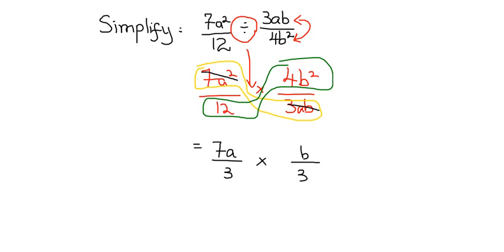All that's left to do is find the products, and once we find the products of numerators and denominators, we're going to get our simplified expression. So 7a times b gives me 7ab, and 3 by 3 gives me 9. So my simplified expression is 7ab over 9.